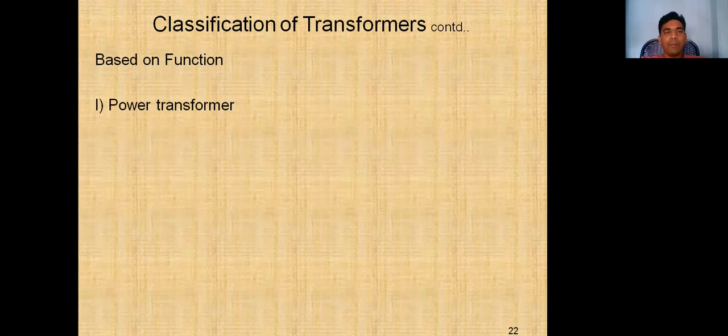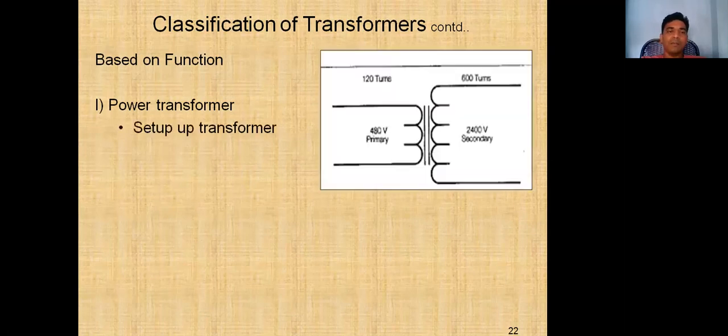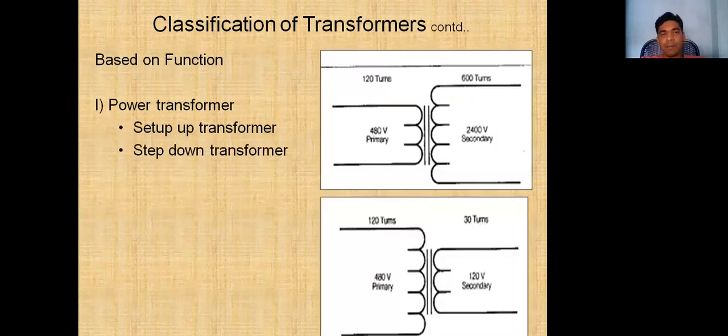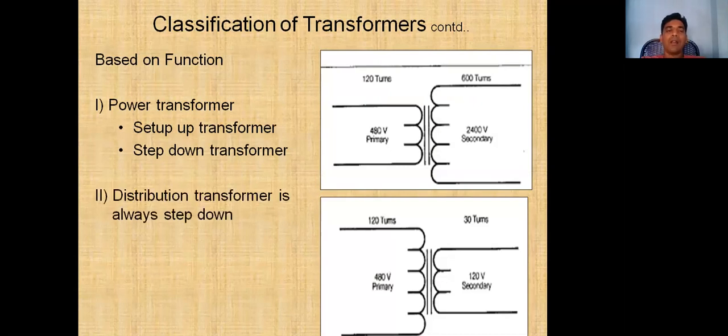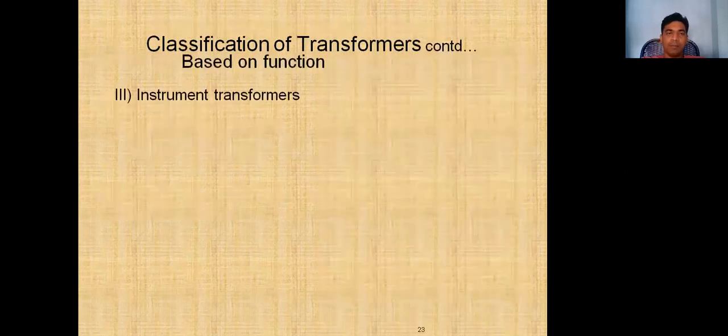Coming to the classification based on function, power transformers are used to step up and step down the voltage, and distribution transformers are always step-down transformers. Power transformers step up at the generating station and step down at the distribution substations. And the distribution transformers are always step-down transformers.